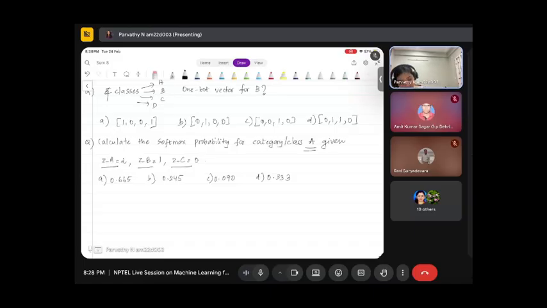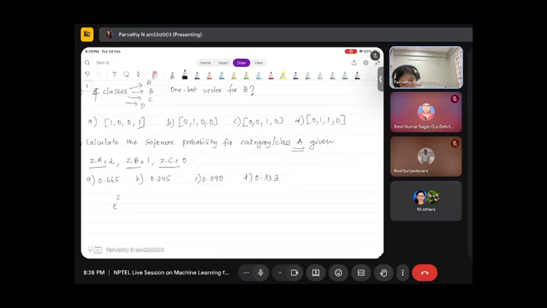Yeah, so you have to do e raised to z_a by e raised to z_a plus e raised to z_b plus e raised to z_c. E raised to 2 by e raised to 2 plus e raised to 1 plus e raised to 0. So you get 0.665.